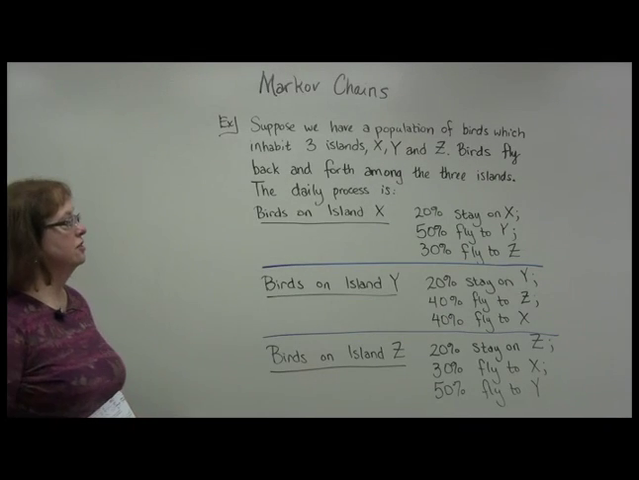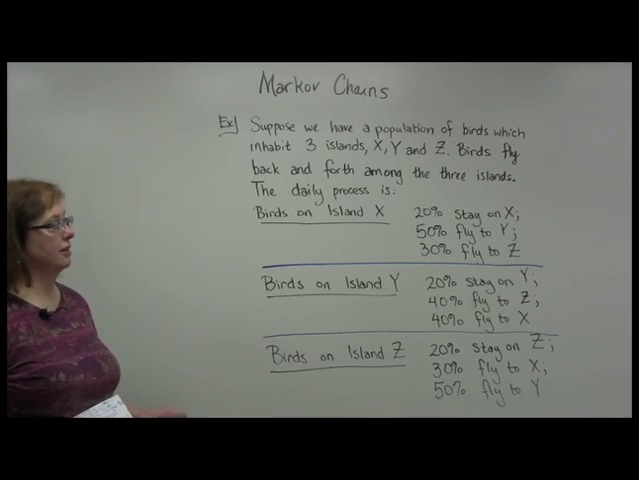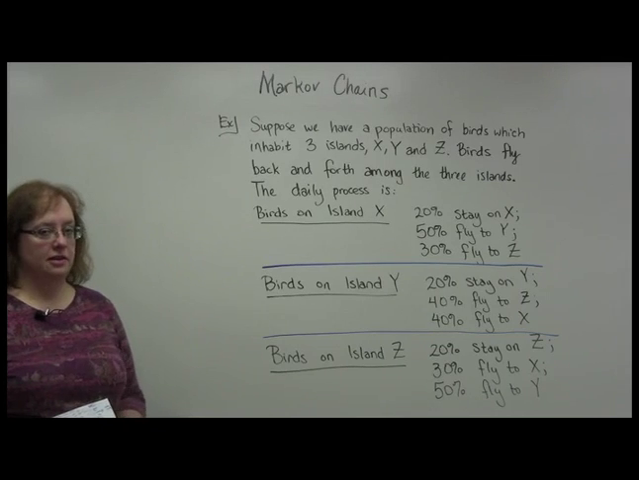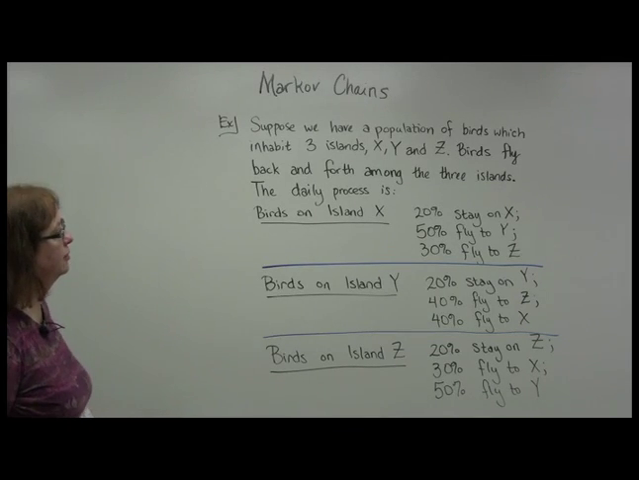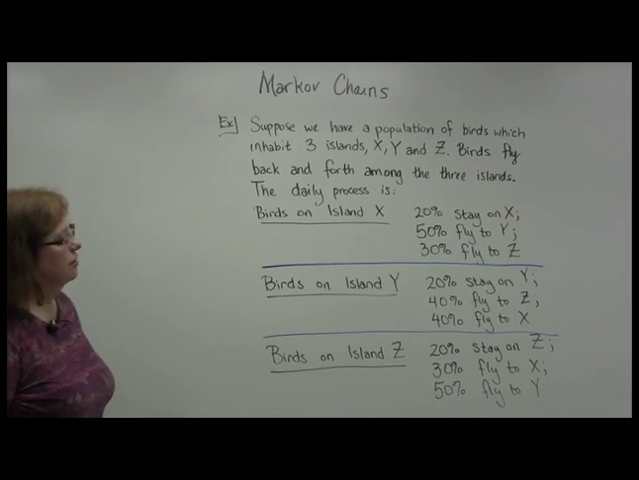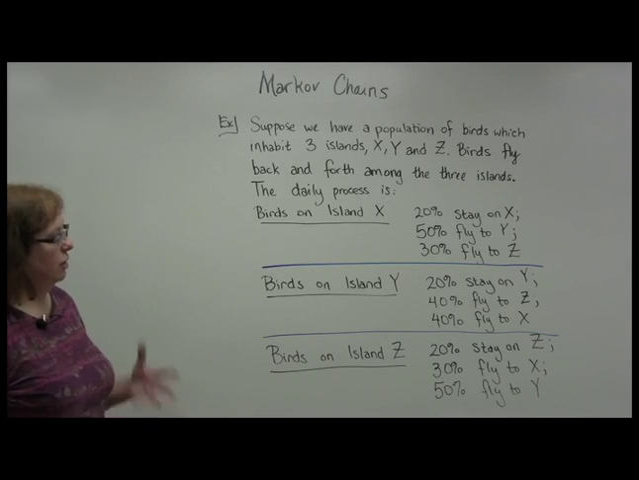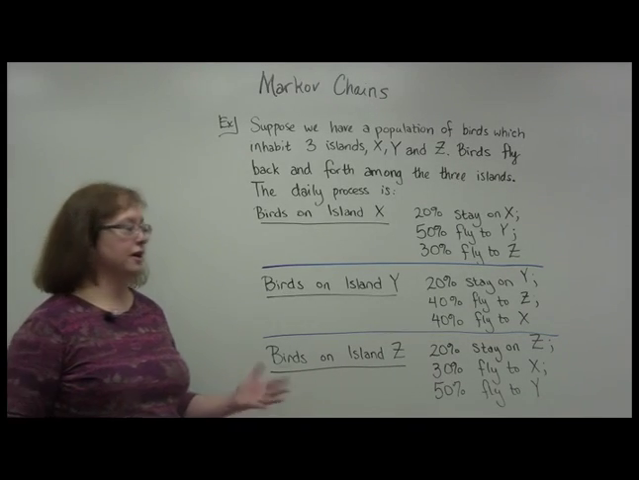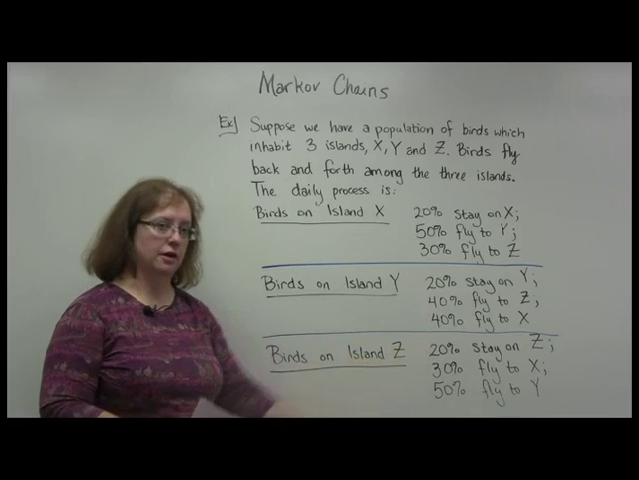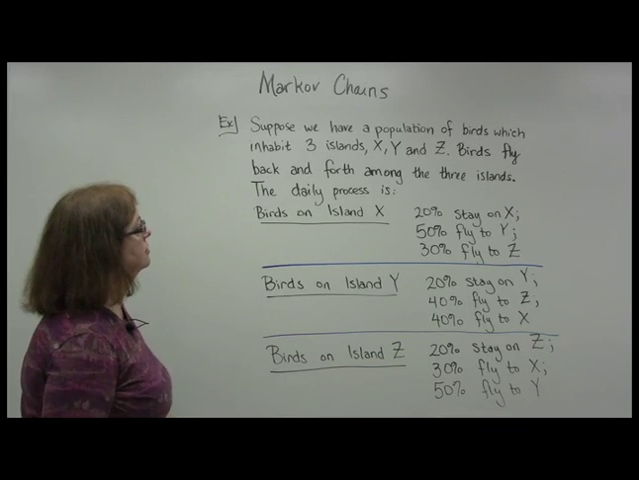Suppose we have a population of birds which inhabit 3 islands, X, Y, and Z. Really general names there. Birds fly back and forth among the 3 islands, and we are going to have a constant population because we're not going to let the birds fly off into the ocean or anything. We're going to keep them there on those 3 islands.